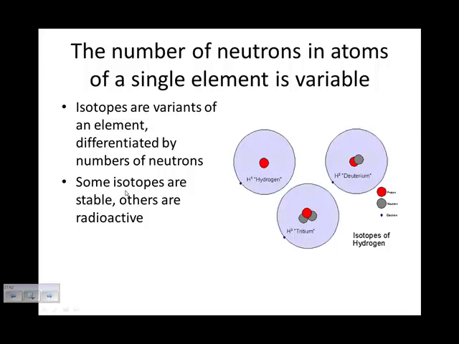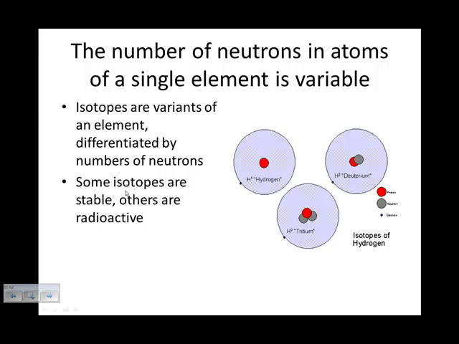Although the number of protons in an atom cannot vary and have it be the same kind of element, the number of neutrons in atoms of a single element can vary, right? So this is hydrogen. If we look on our periodic table, we can see that hydrogen has an atomic mass of about 1, right? That means that it has how many protons? 1. How many neutrons? 0, right? Usually. However, look. Here we have something called deuterium. How many protons does it have? 1. How many neutrons does it have?